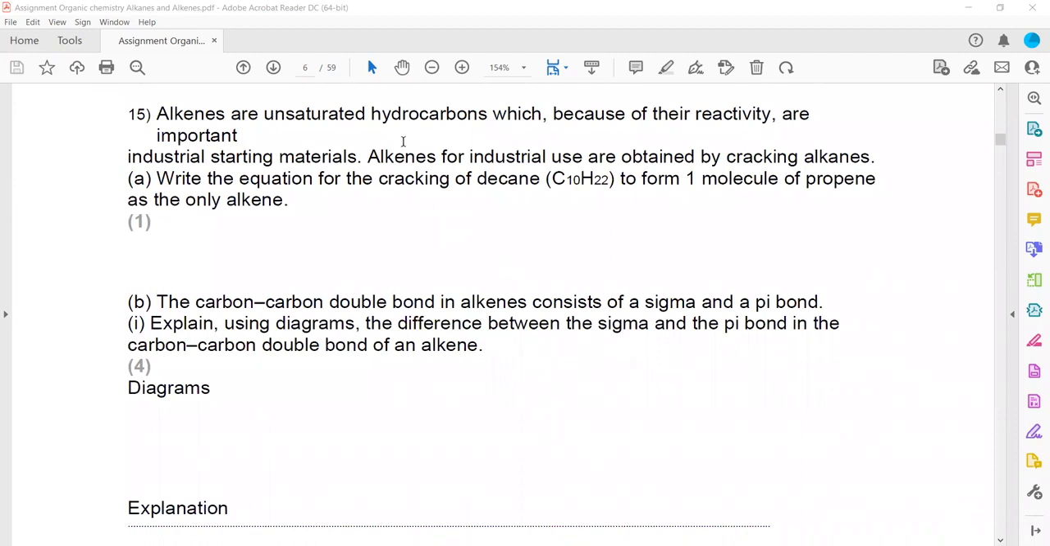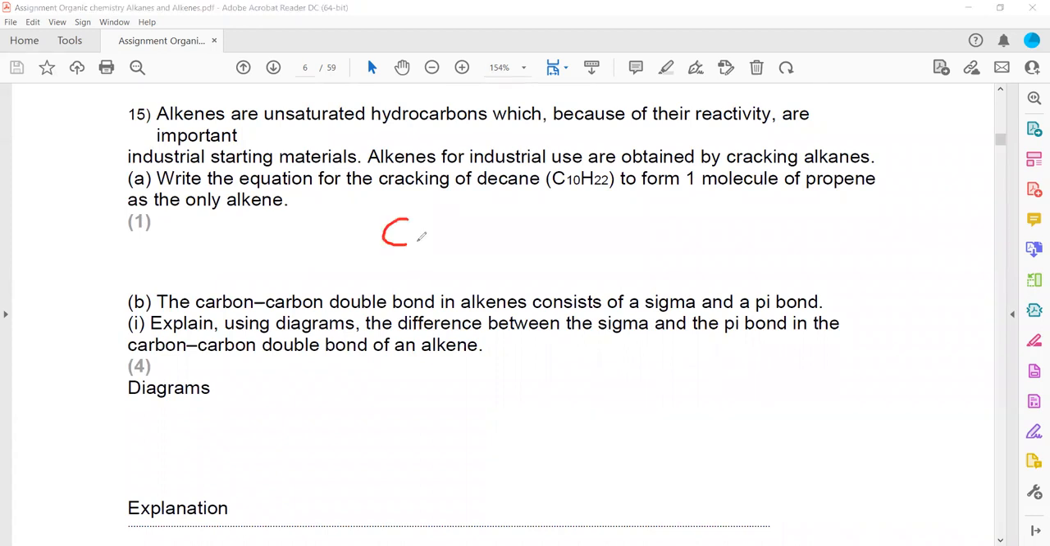Moving on to question 15: alkenes are unsaturated hydrocarbons because of their relative reactivity. Industrial starting materials, alkenes for industry uses, are obtained by cracking of alkanes. Write an equation for the cracking of decane to form one molecule of propene and one other alkene only. So we want propene as the only other alkene.